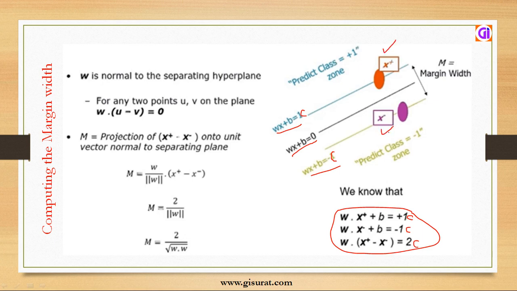X positive and x negative are on the lines wx plus b equals 1 and wx plus b equals -1 respectively. So in the first equation we use x positive, and in the second equation we put x negative, and after simplifying we get the conclusion. We'll keep this conclusion on the side, because in future we will just use it. So let's keep it aside.